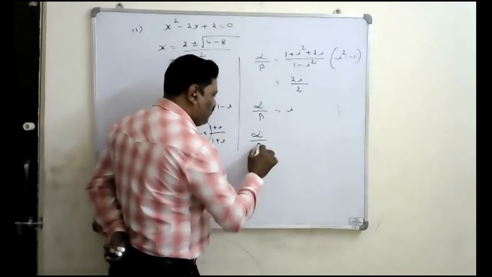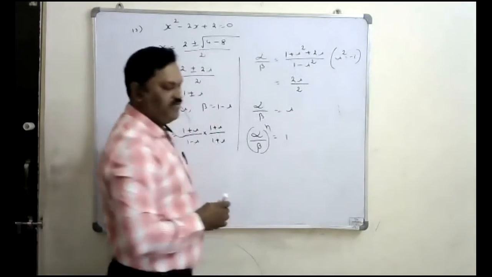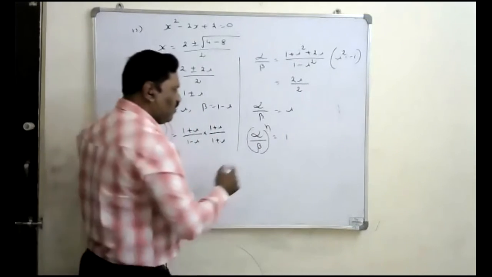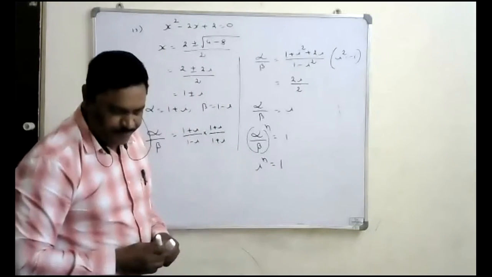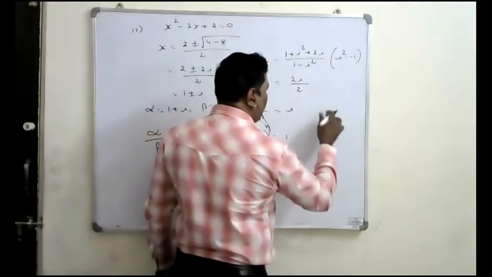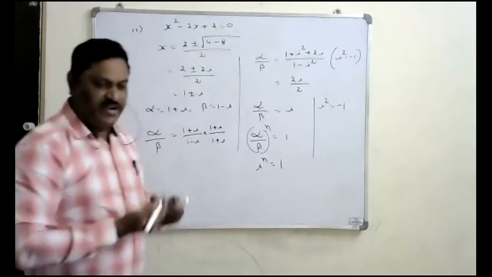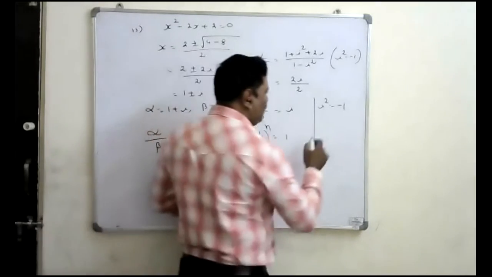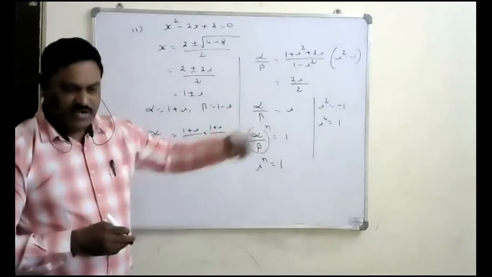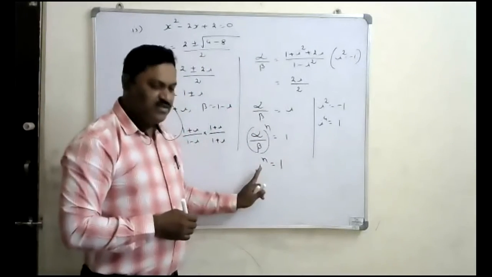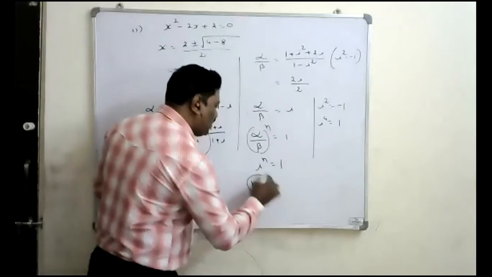Now they have given that alpha by beta whole power n is equal to 1. Now alpha by beta means i power n is equal to 1. What is the least value of n? To find that, we know that i squared is equal to minus 1. Squaring it on both sides, i power 4 is equal to minus 1 whole squared, which is 1. So i power 4 is equal to 1, which means the least value is 4. Therefore, n is equal to 4, then only i power 4 will give you 1.